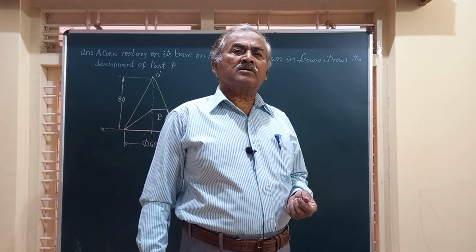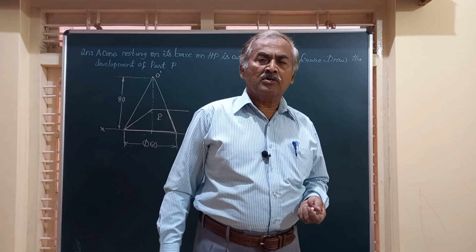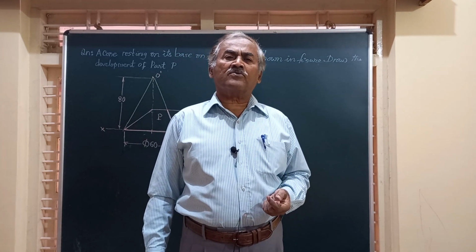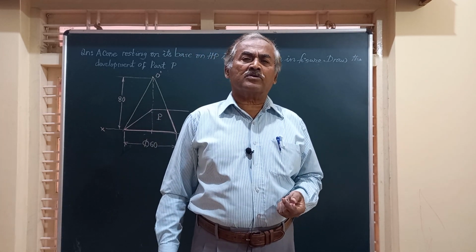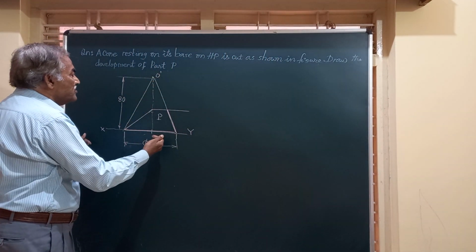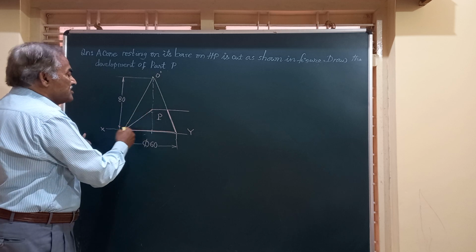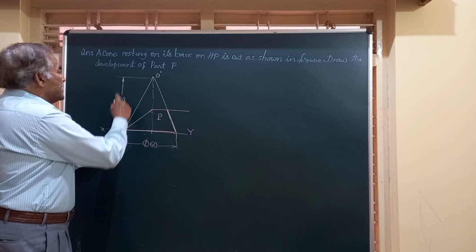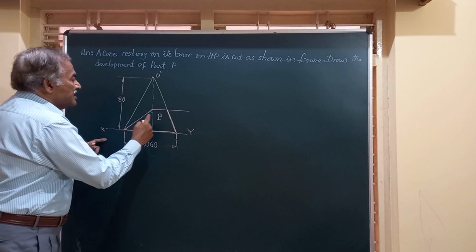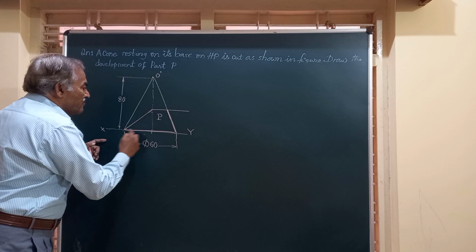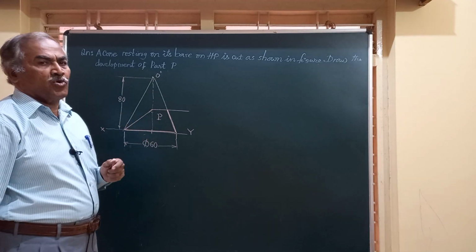In today's video, we are going to develop the lateral surface of a right circular cone as shown in the figure. Friends, in the figure, they have given you a cone having a base diameter of 60 mm and a height of 80 mm. And we are required to draw the development of this portion of the cone.